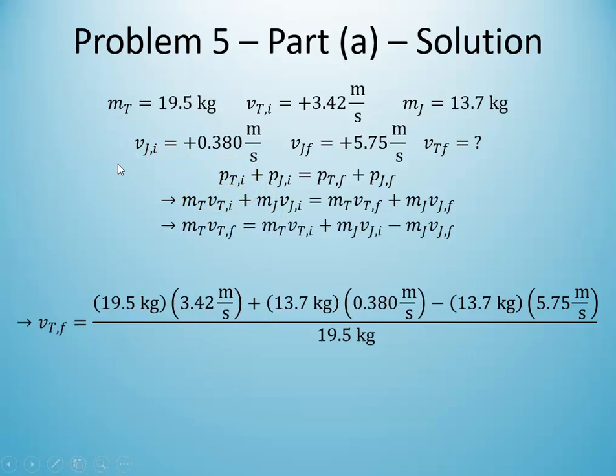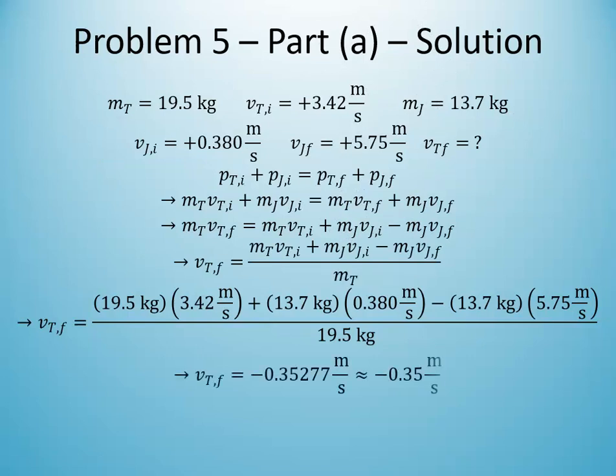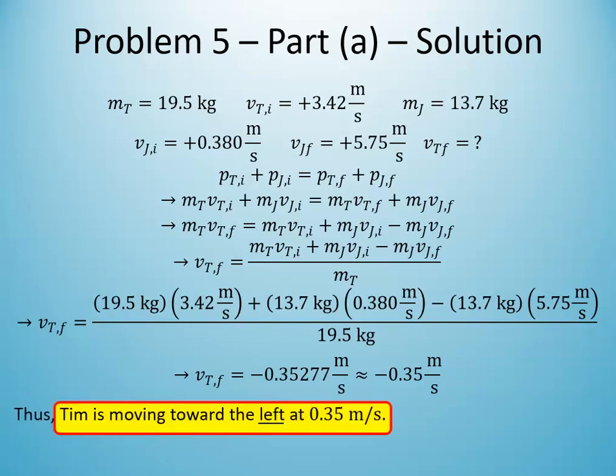And isolating for the term that has the final velocity that we're interested in calculating, we subtract an m_J v_Jf from both sides, because this term right here is the one that has that final velocity. The next step, we divide both sides by m sub T, the mass of Tim. And there we go. Plugging in the numbers, we get that the final velocity of Tim is negative 0.35 meters per second. That is 0.35 meters per second toward the left.